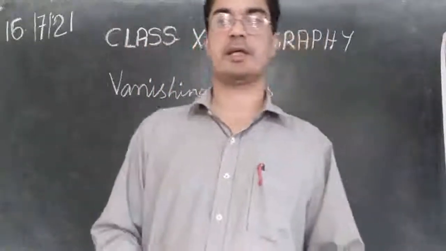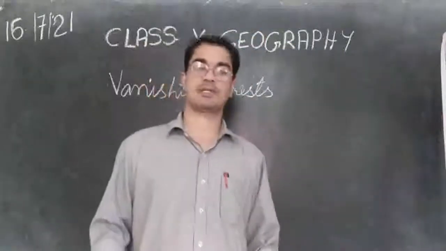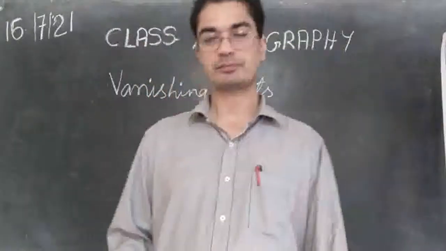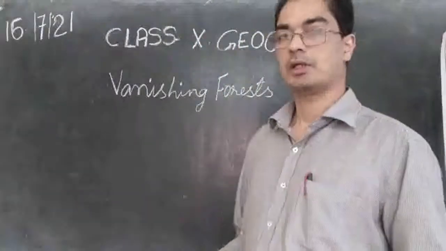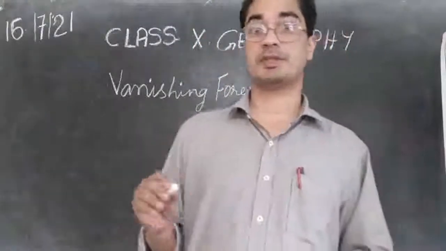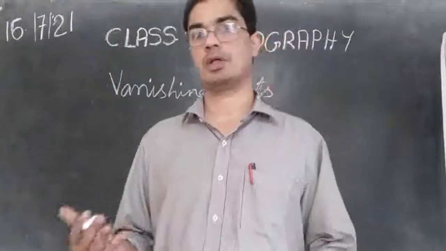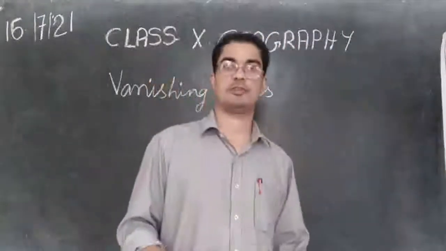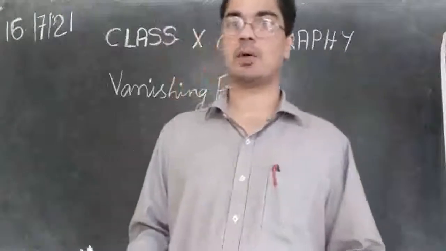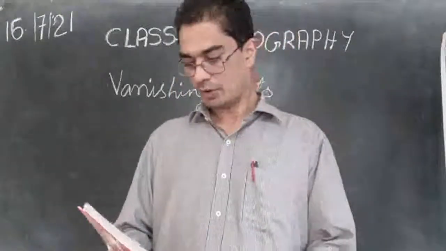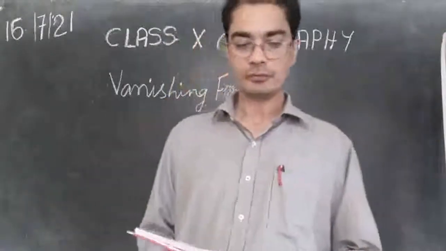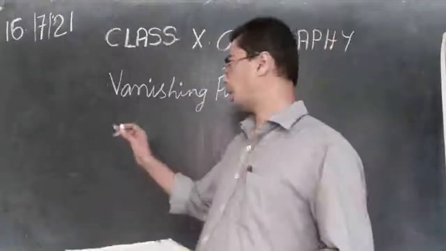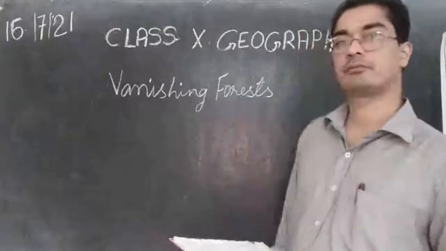And as we are studying about the forest and the wildlife resources, let us today study about the different types of species that we have, both the natural vegetation as well as the wildlife species. Let us see. You can take your textbook, page number 15. So you will see Vanishing Forest.